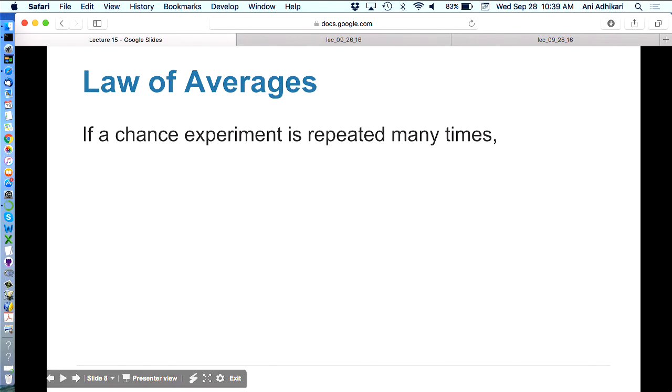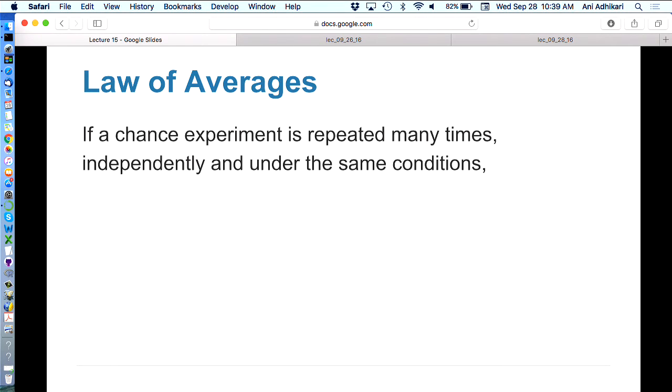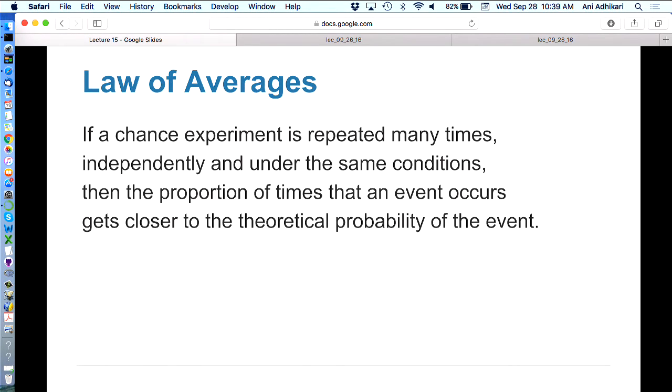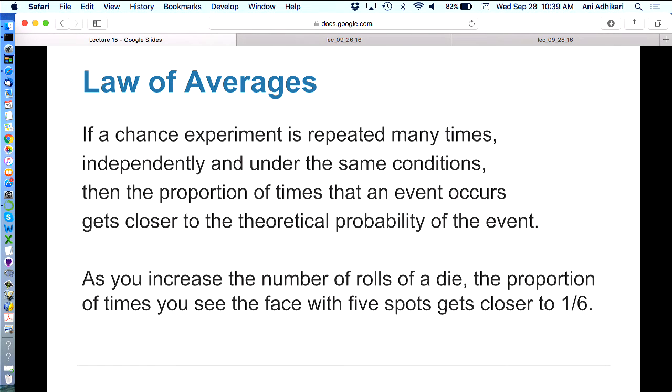Okay, so lots of parts to the statement. All of the parts are important, so please let's take a look. So the law of averages is based on many repetitions of a chance experiment under the same conditions. Each repetition ignores what has happened all around it. In such a situation, if you look at the proportion of times something happens, that proportion gets closer to the actual probability that that happens. And our example has been, as you increase the number of rolls, the proportion of times you see 5 spots gets closer and closer to 1/6.